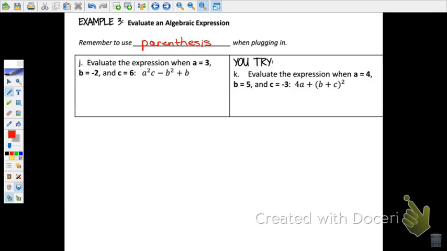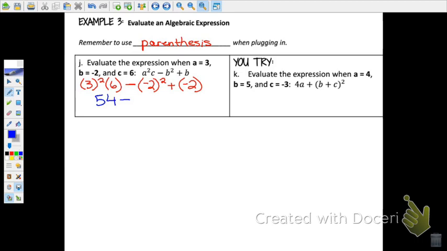So I'm going to start out by plugging my numbers in. So I have 3 squared times C is 6 minus B, which is a negative 2 squared, plus B, which is negative 2. So when I look at this first term, 3 squared is how much? 9. 9 times 6 is 54.